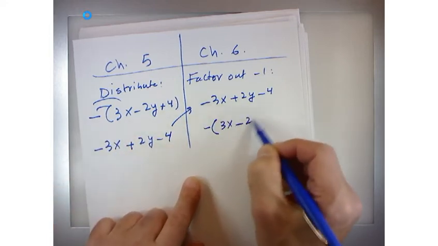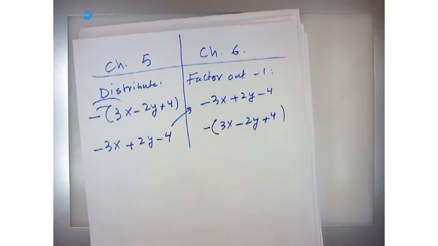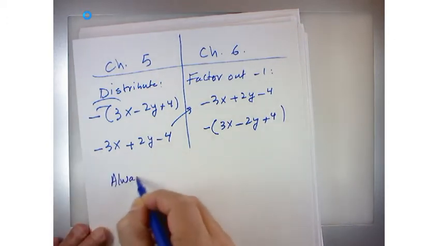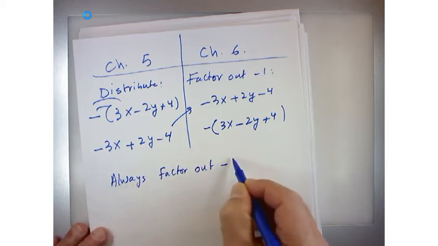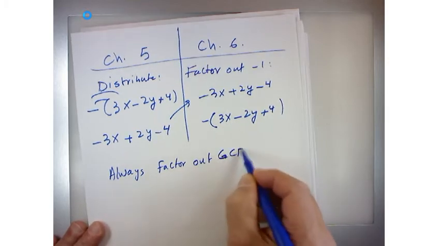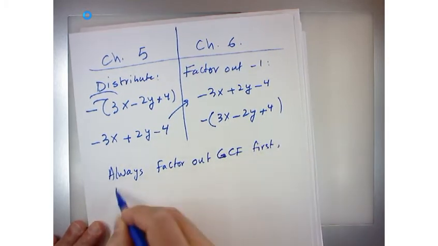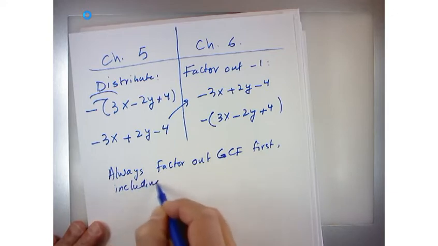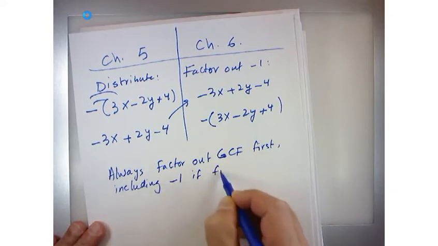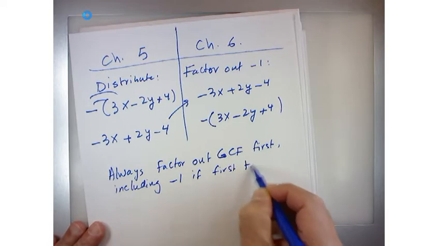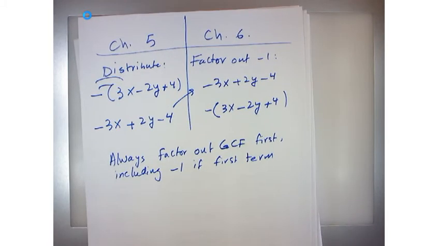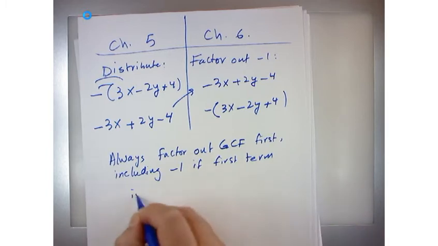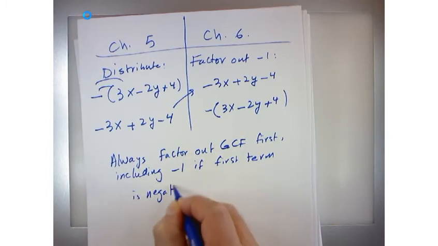So when do we know to pull out the negative? That's always, we're going to factor out the greatest common factor first, including negative 1 if the first term is negative. So whenever you're factoring and the first term is negative, you pull out negative the greatest common factor. Okay, you pull out negative the greatest common factor.